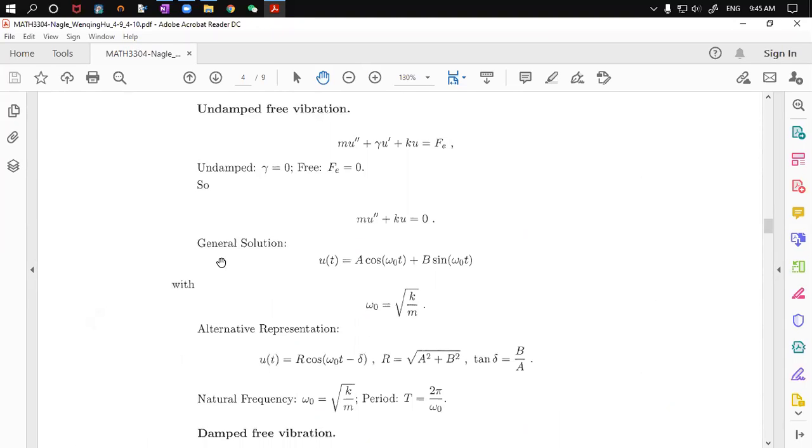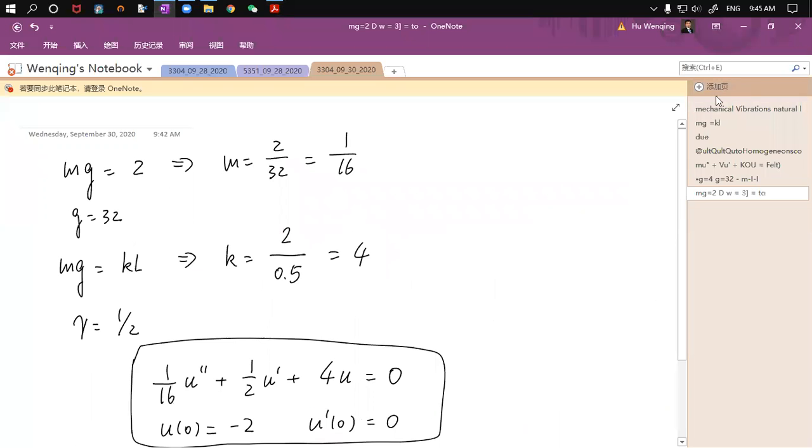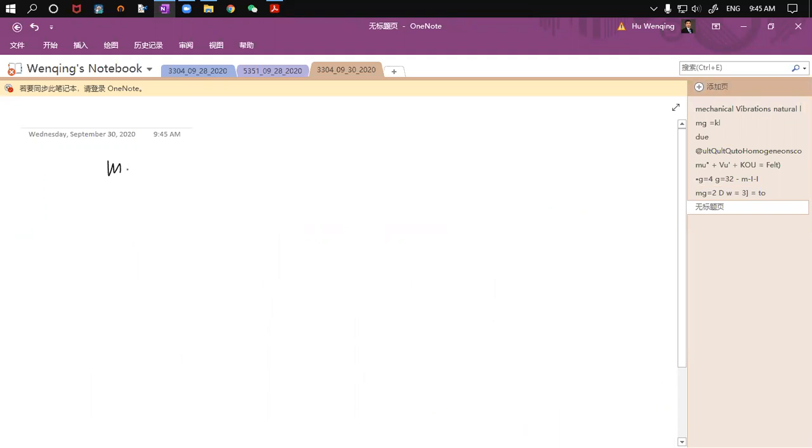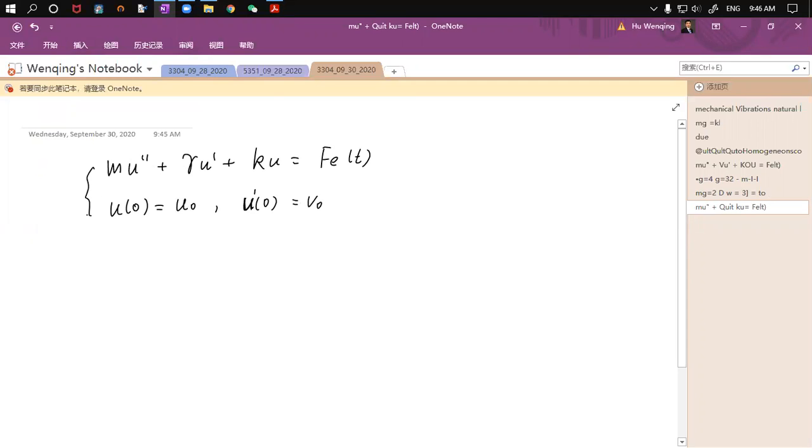Now we can come back to our mechanical vibrations. We still have some time. Now we know that the whole thing is described by mu double dot plus gamma u dot plus ku equal to the external force in terms of t, with u of 0 equal to u0 and u prime of 0 equal to v0. So that's going to be your differential equation.